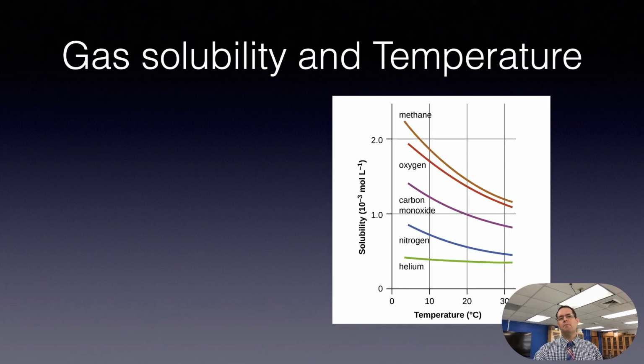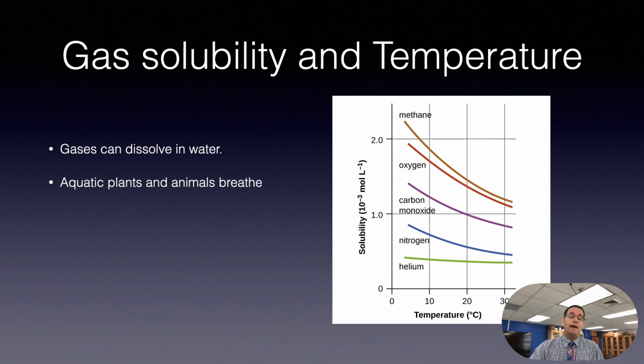So first of all, think about gas solubility and temperature. We've got methane, oxygen, carbon monoxide, nitrogen, and helium. By now, you're going to recognize these as gases. And you can see we have some curves that go down, okay? So gases can dissolve in water, first of all, okay? That, of course, is how aquatic plants and animals breathe, okay? There's oxygen that can dissolve in water, carbon dioxide that can dissolve in water, and other gases in the atmosphere that can dissolve in water, okay?